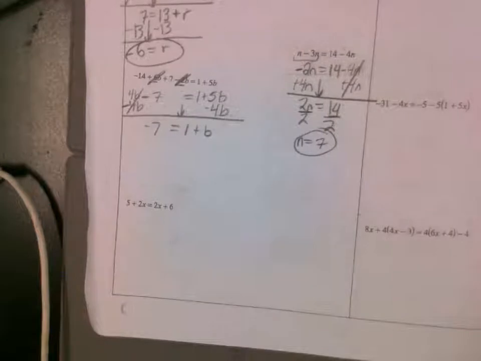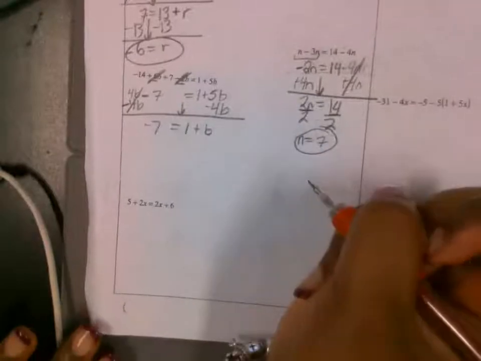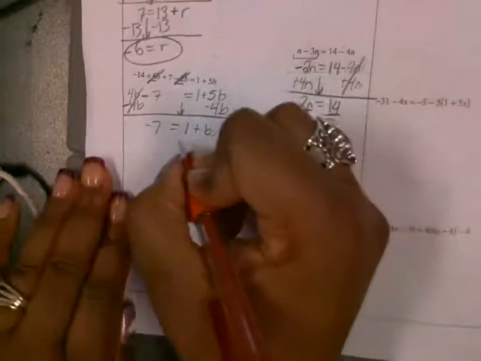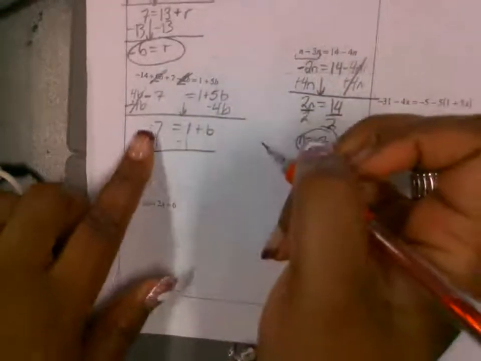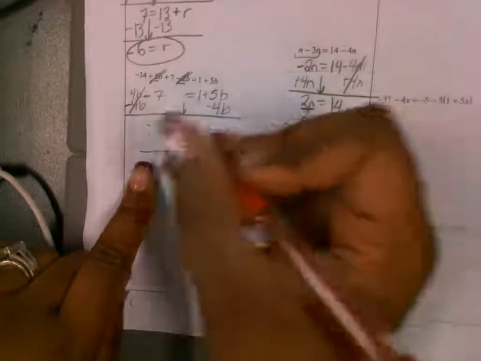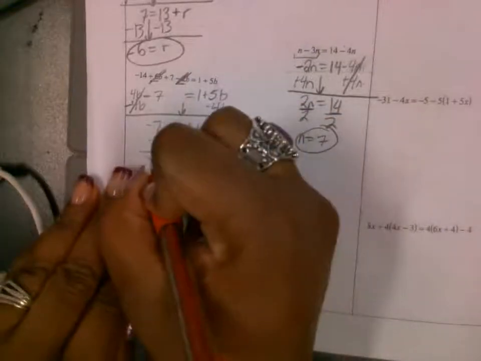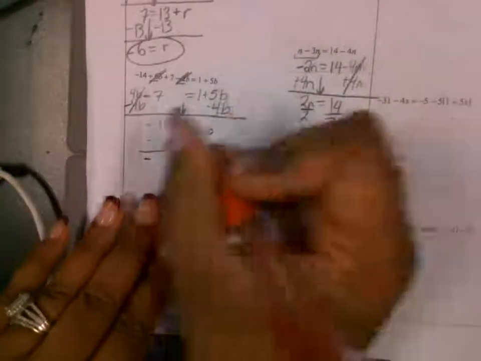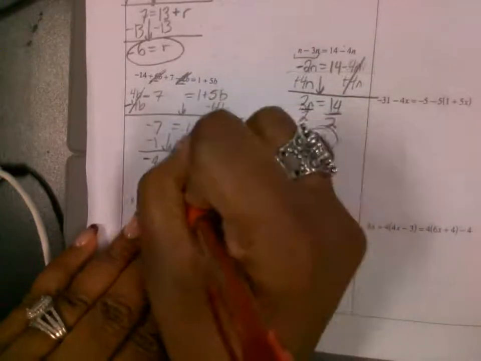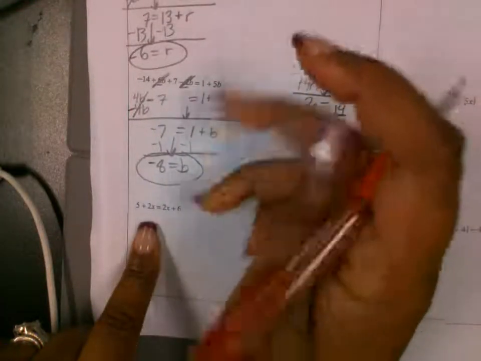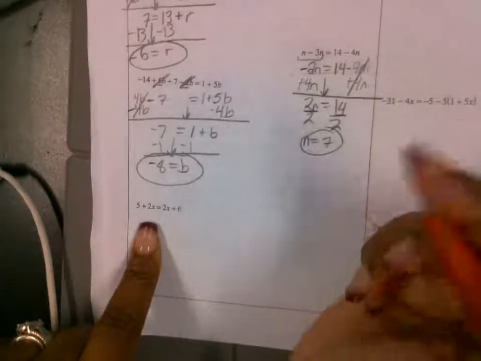Now what do we do to get b by itself? Subtract what? 1. What's -7 minus 1? No, not -6. No, it is negative. I'll tell you that. Both of them are negative. Wait. Oh, 8. It's -8. Yep. Okay. Any questions about that?